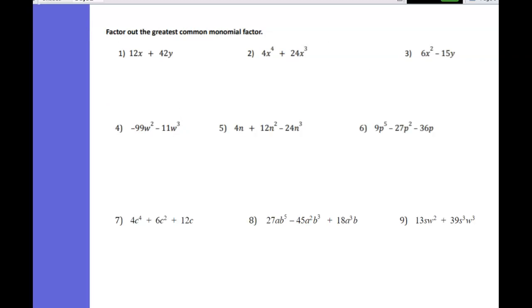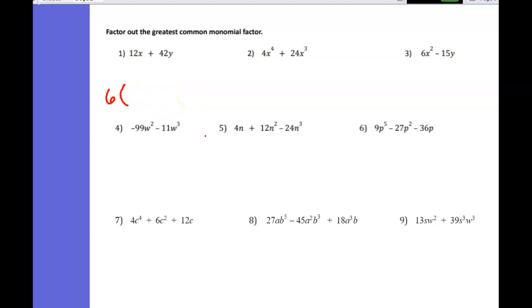My first example, I've got 12x plus 42y. My greatest common factor would actually just be a 6, because the variable piece, there's nothing in common. We have an x and a y. So we're going to factor out a 6. When we factor it out, I'm going to give myself a little bit of space here. So I factored out a 6.